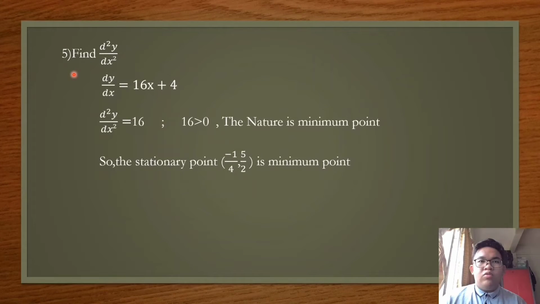So when we want to know whether the nature is a minimum point or maximum point, we must do the second order derivative from dy/dx. Find d power of 2 y over dx power of 2. So dy/dx we get 16x plus 4, and we do the second order from this, and we get only 16. So 16 is bigger than 0, so that means the nature is a minimum point. So we do the conclusion: the stationary point, negative 1 over 4 and 5 over 2, is a minimum point.